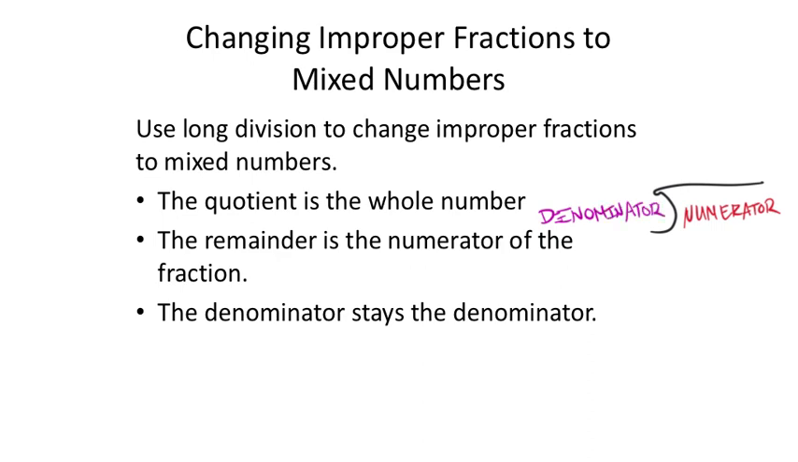Okay, now from this, you should end up with some kind of quotient, which we usually have above. And then in the end, down here, you're going to have some kind of remainder. And the quotient is the whole number in the mixed number, and then your remainder is your new numerator. Now again, this is what you would do with your improper fraction at the very end.